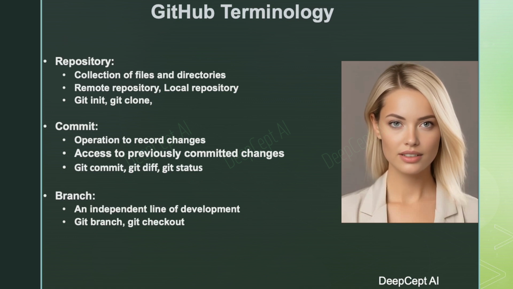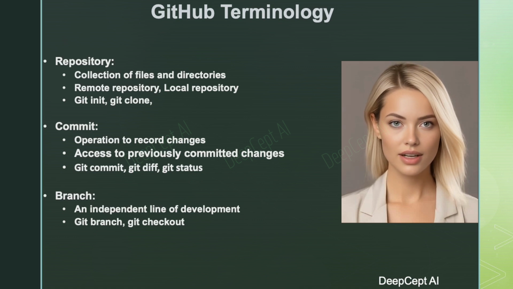A commit represents a snapshot of the project at a specific point in time. It captures a set of changes made to project files since the last commit, along with a descriptive commit message explaining the modifications. Commits provide a detailed history of project development, allowing collaborators to track changes, review modifications, and revert to previous states if necessary.